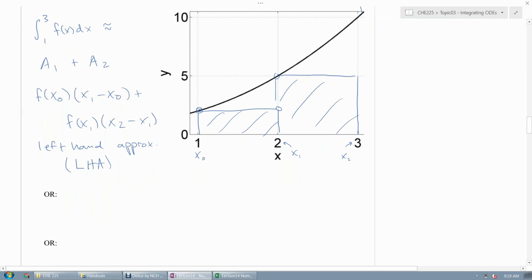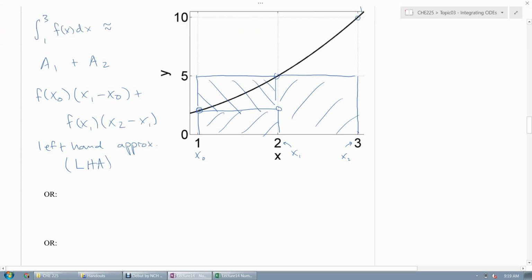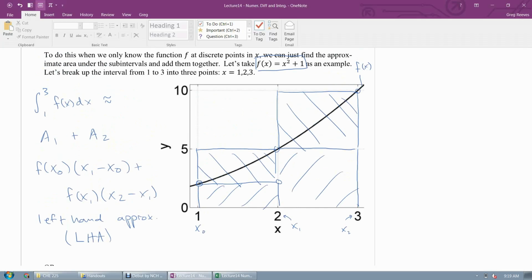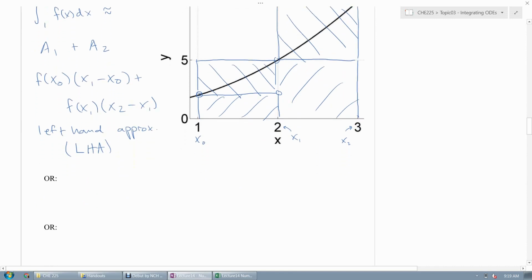Another thing that we can do is what's known as the right-hand approximation, in which case the first area would be the one that I'd already drawn, and stacked on top of that, the one that's hatched in the opposite direction here. And the second area, of course, being much taller as well, being the sum of these two rectangles from 2 to 3. And that would be known as the right-hand approximation.